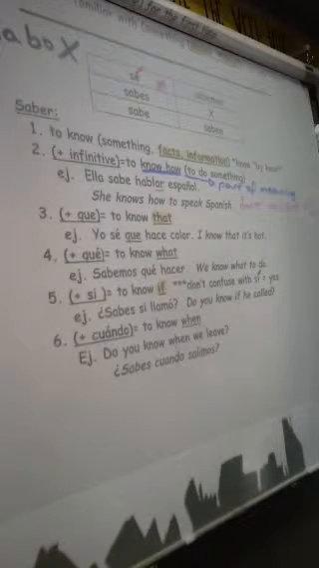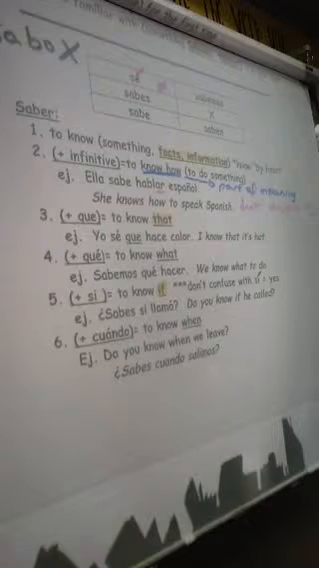So just to sum it up, or to make it real easy to remember, saber is more to know information, facts, and how to do something, which would be a verb. And then conocer would be to know people or places. Two easy ways to remember there. Anyone still need this?